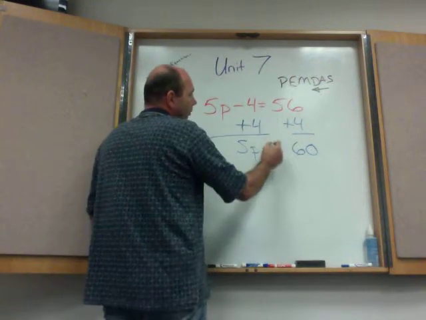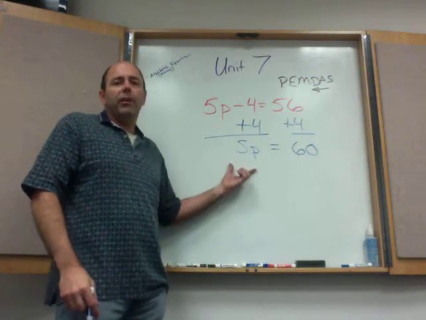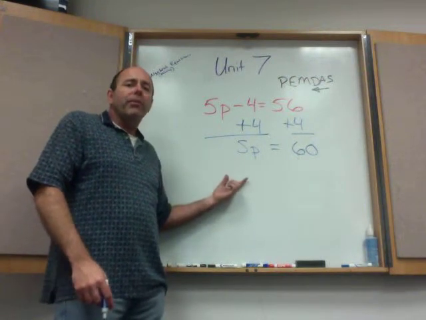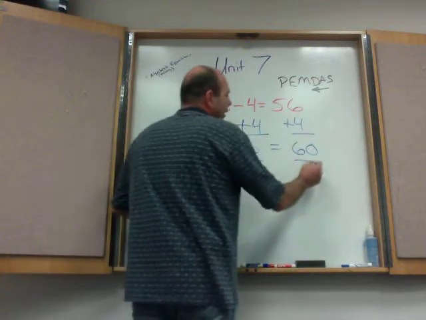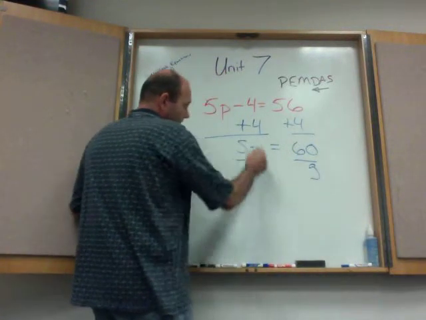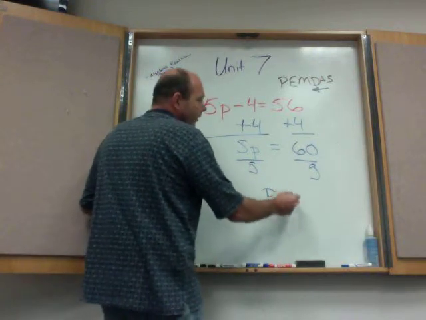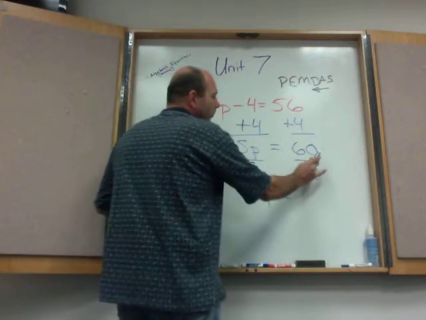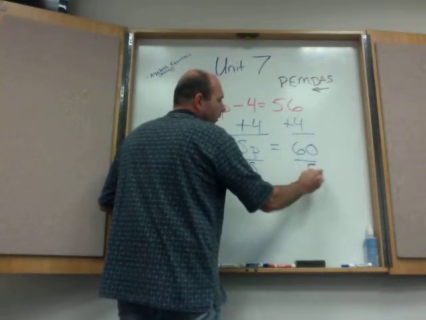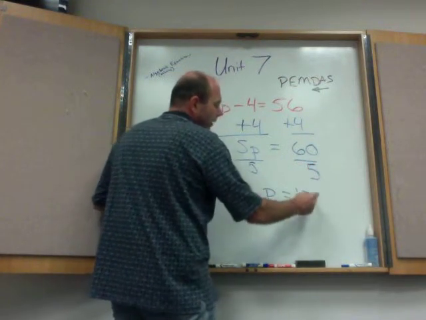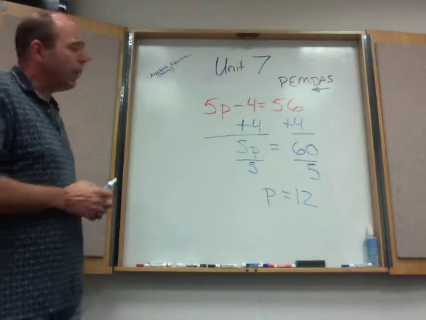I'm going to keep this equal sign in line. Now you'll notice I'm multiplying by 5. Opposite of multiply by 5, divide by 5. So I divide both sides by 5. 5 over 5 is just 1, which means I have p all by itself. And 60, that doesn't look like a 5, sorry. 60 divided by 5 is 12. So I find out that p equals 12.